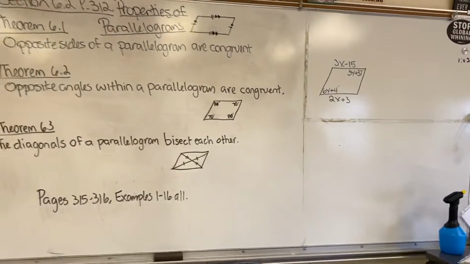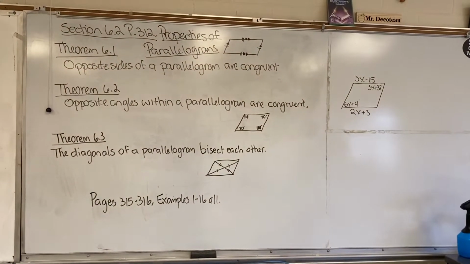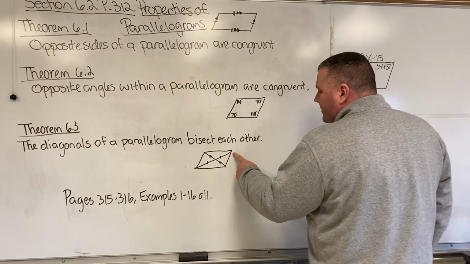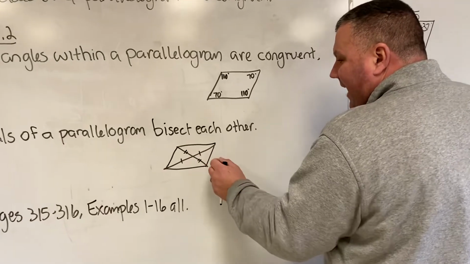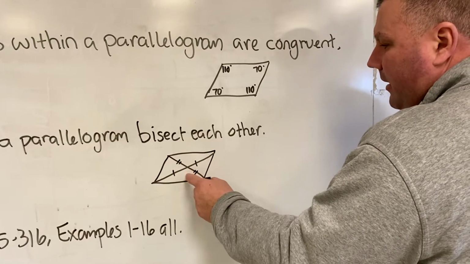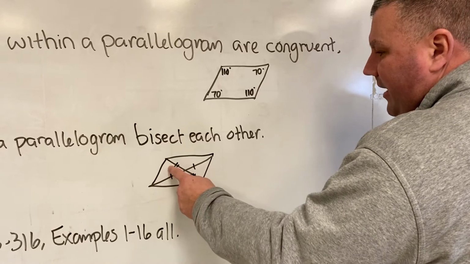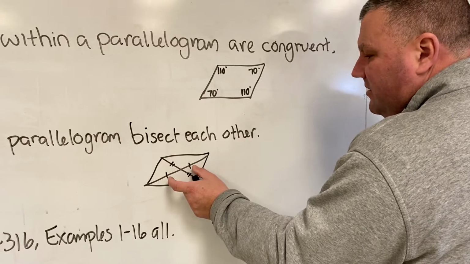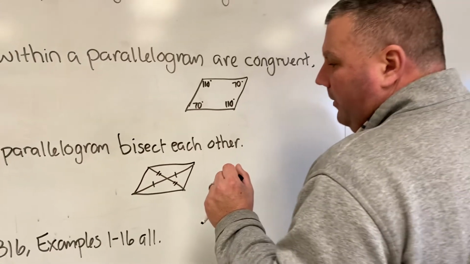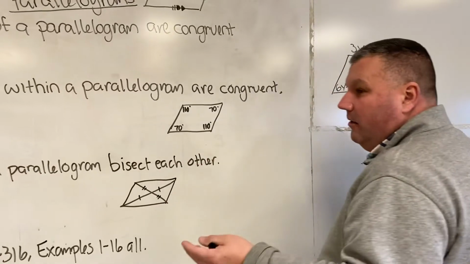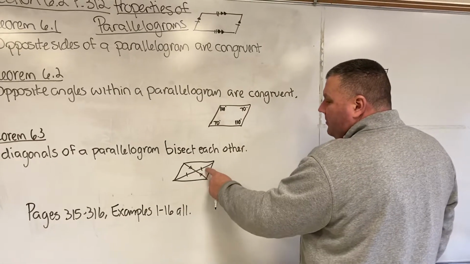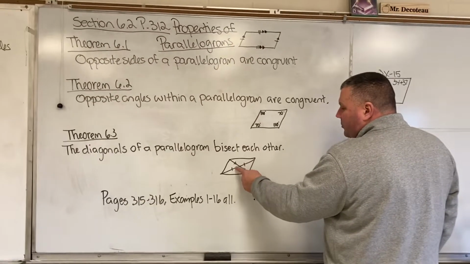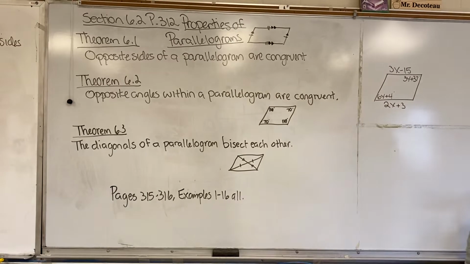The diagonals of a parallelogram bisect each other. So if I draw a diagonal from opposite corner to opposite corner, when they intersect, it cuts each one of these in half. Now there's no relationship saying that this is equal to this, or this is equal to this. They just bisect each other, so they cut each other in half. The way you would solve this to find out if they're congruent or what the measurement was, is you would set the opposite halves equal to each other. No relationship between this one and this one here. So just be aware of that.